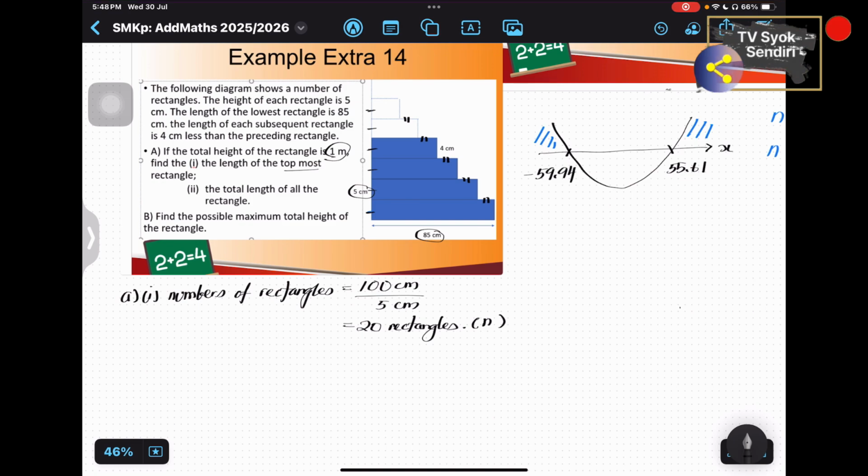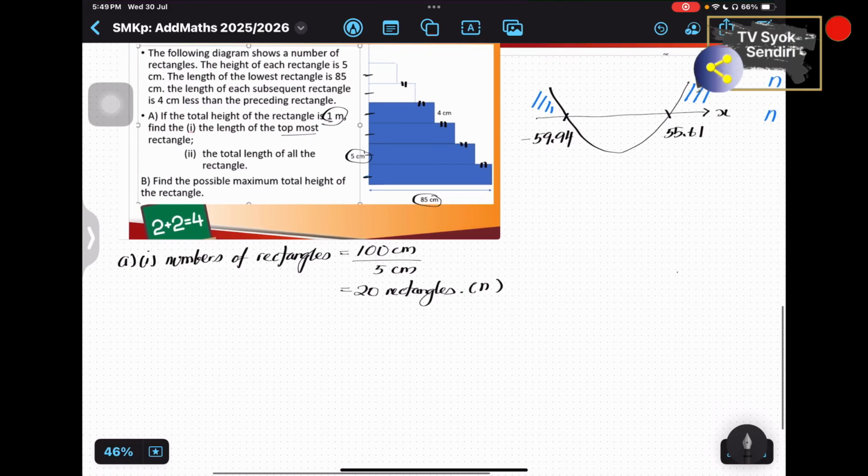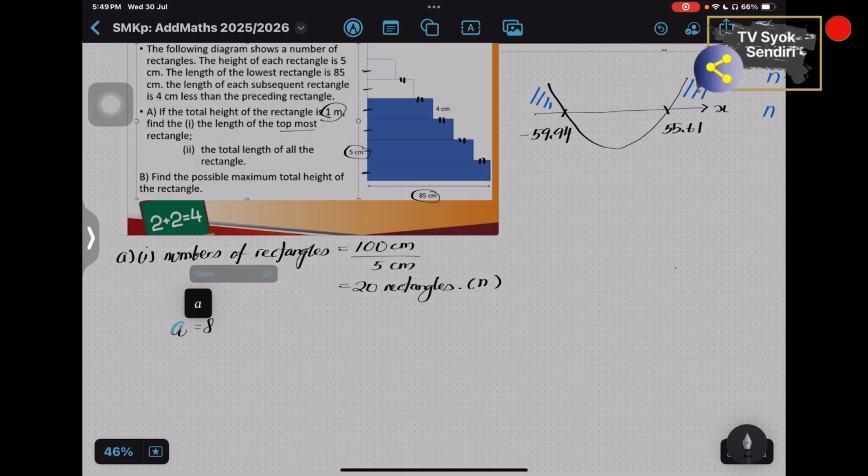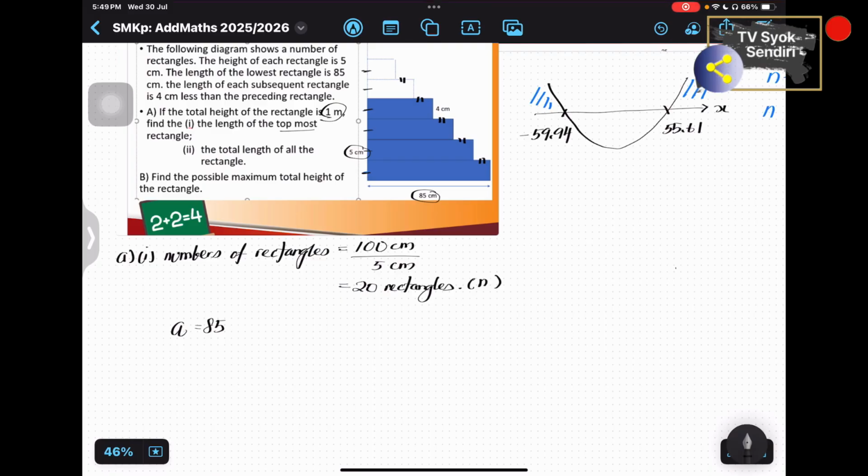These 20 rectangles are our n here. You might be wondering what this represents. This represents your n. Now, let's extract other information from the question. What is our A? Our A is 85, the longest at the ground. Then what is my D? My D is not 5. Even though they are constant, they don't change, they don't get higher and higher or shorter, so that is not your D. Your D should be 4.